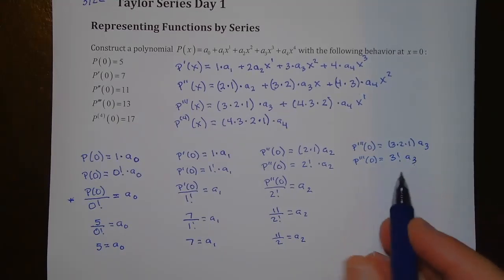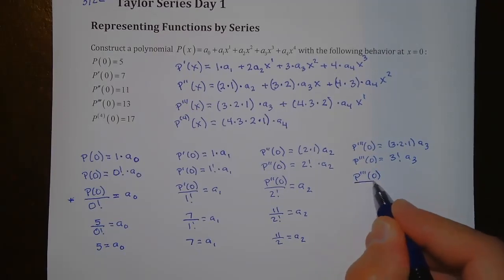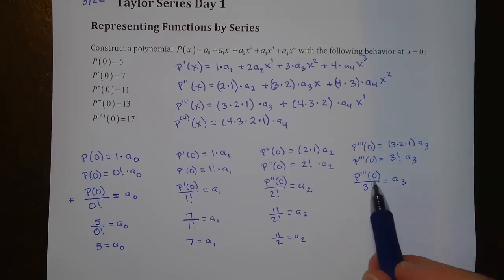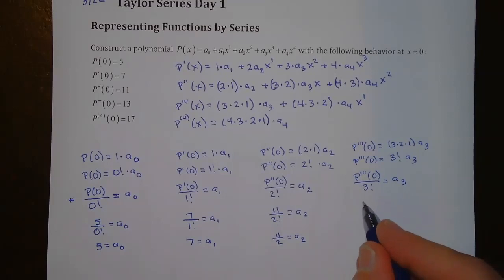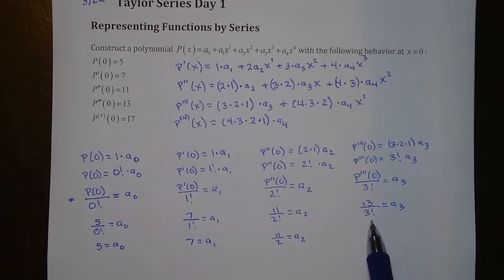So then p triple prime of 0 divided by 3 factorial is equal to a sub 3. P triple prime of 0 is 13. So this would be 13 over 3 factorial is equal to a sub 3. Okay, now, what's 3 factorial? Well, that's 3 times 2 times 1, so that'd be 6. So 13 over 6 would equal your a sub 3.